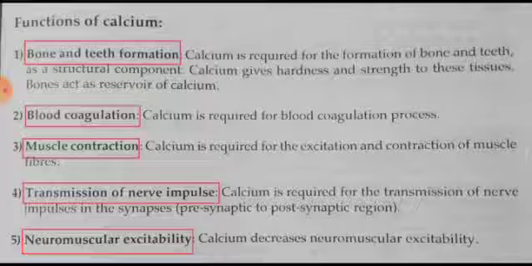Blood coagulation: calcium is one of the factors in blood coagulation, helping in the clotting of blood during a wound. Muscle contraction: calcium is required for the excitation and contraction of muscle fibers, so muscle activity requires calcium. Transmission of nerve impulse: calcium is required for the transmission of nerve impulses in the synapses, and hence is involved in nerve physiology. Neuromuscular excitability: calcium decreases neuromuscular excitability. So these are a few functions of calcium.